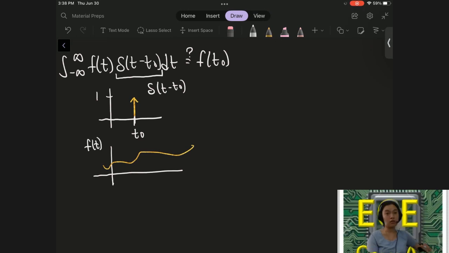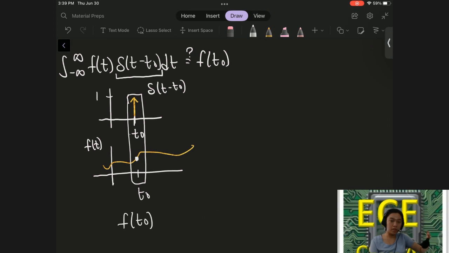On the inside of the integral, f of t is being multiplied by this impulse function centered at t naught. The impulse function is 0 everywhere except at t naught where it's 1. So outside of this area, it's being multiplied by 0, so it's zeroed out. At this one point, t naught is being multiplied by 1, so this point ends up being f of t naught times 1.